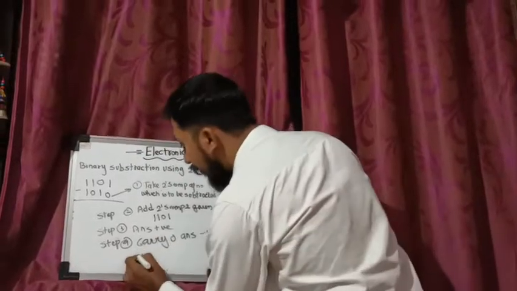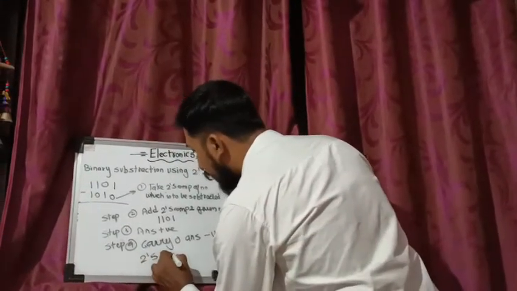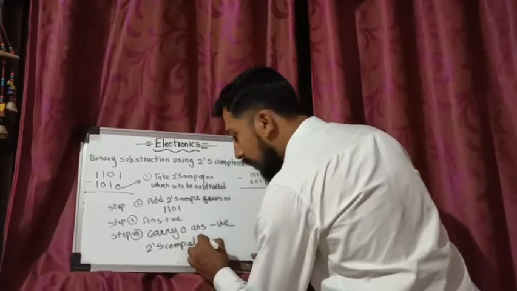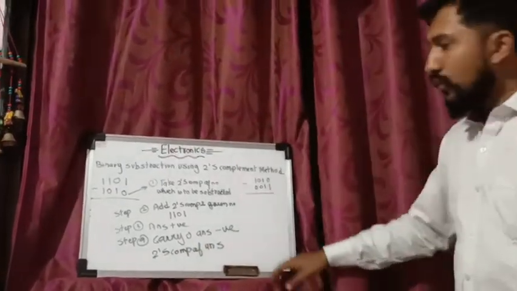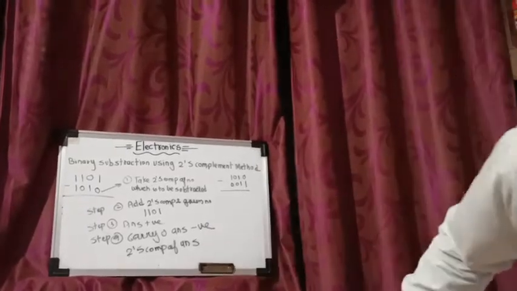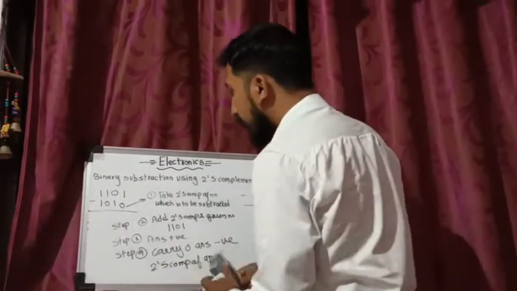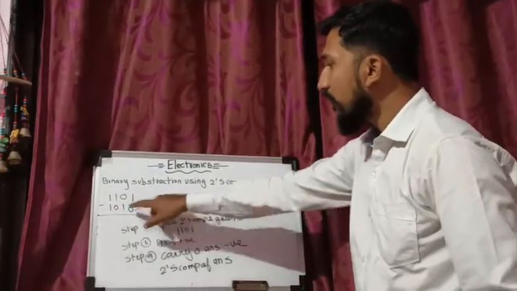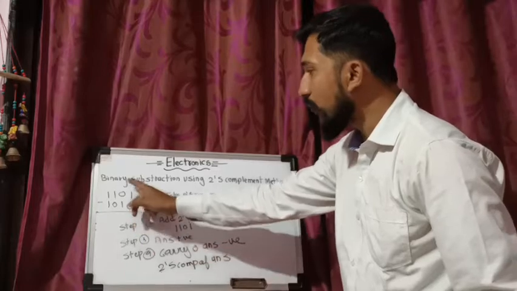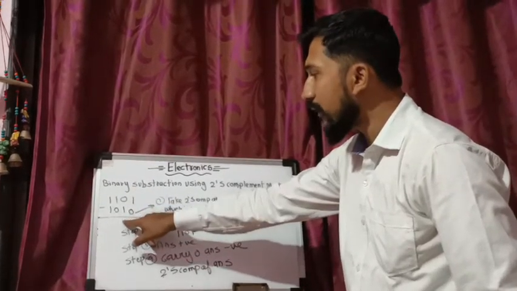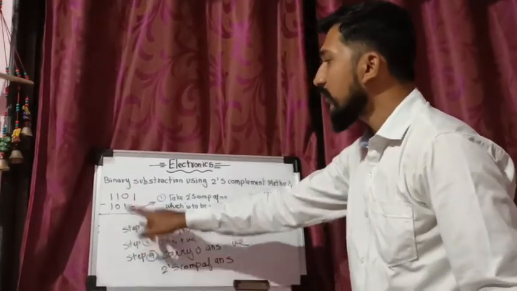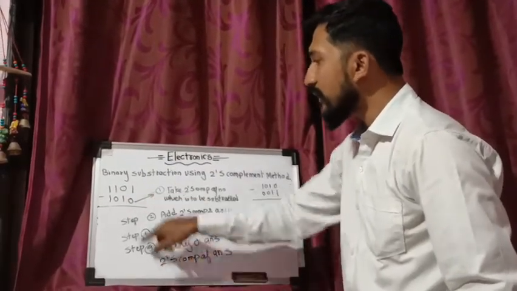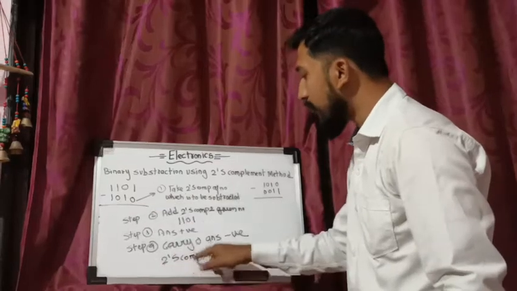Again we have to take the 2's complement of the answer. Listen properly. We have to subtract these two numbers. First we take the 2's complement of this number, then we add this number and the 2's complement of that number. If your final carry is 1, your answer is positive. If your final carry is not 1, your answer is negative. Again we have to take the 2's complement of your answer.